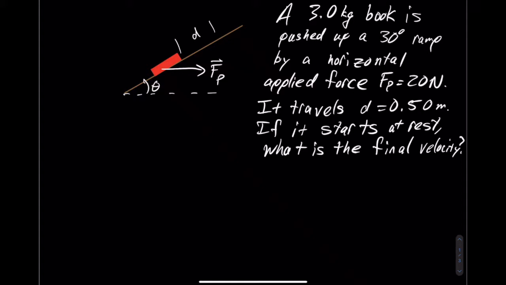In this problem, we have a book that starts at rest, has a mass of 3 kilograms, and it's pushed up a 30-degree ramp by a horizontal applied force of 20 newtons. It travels a distance of 0.5 meters, and we want to know, if it starts at rest, what is the final velocity?